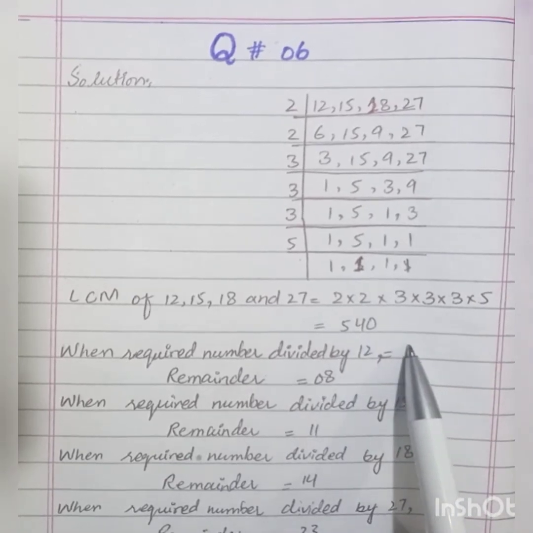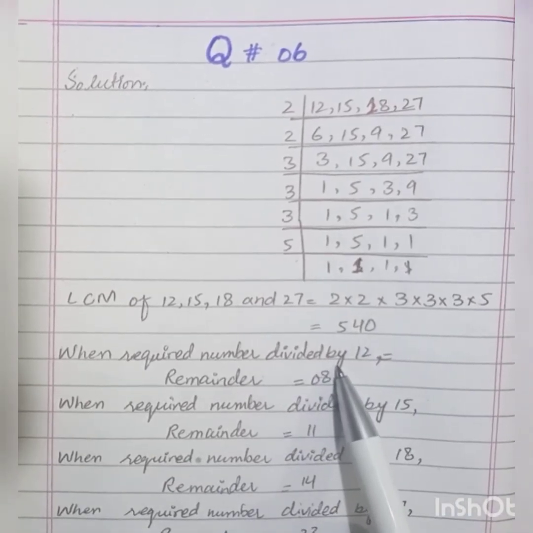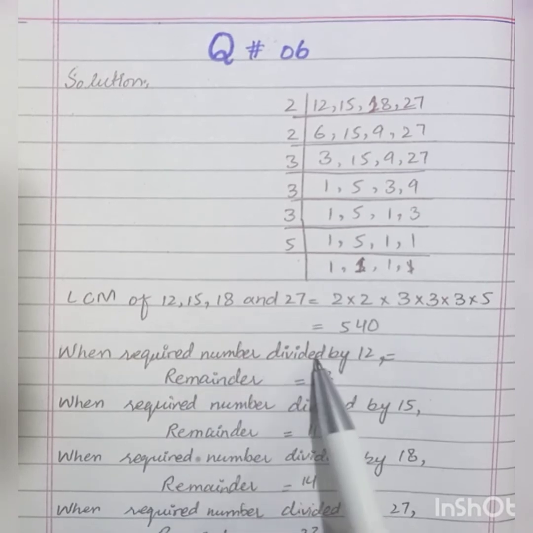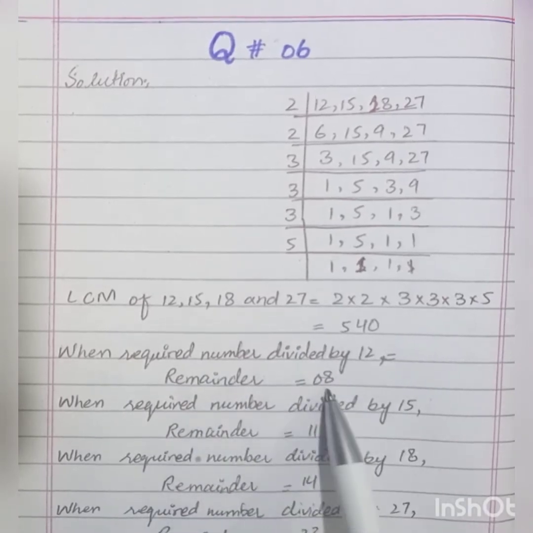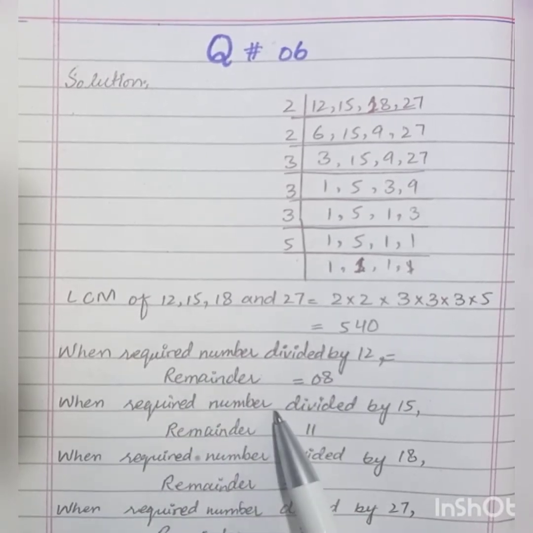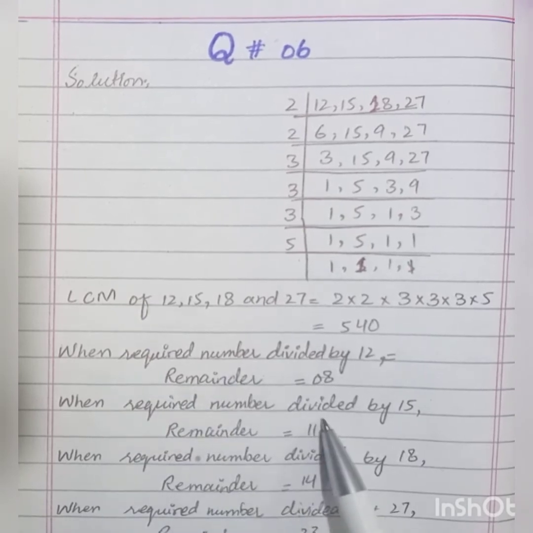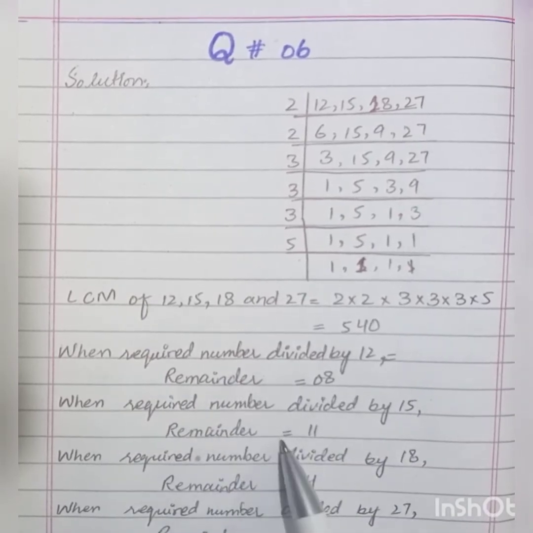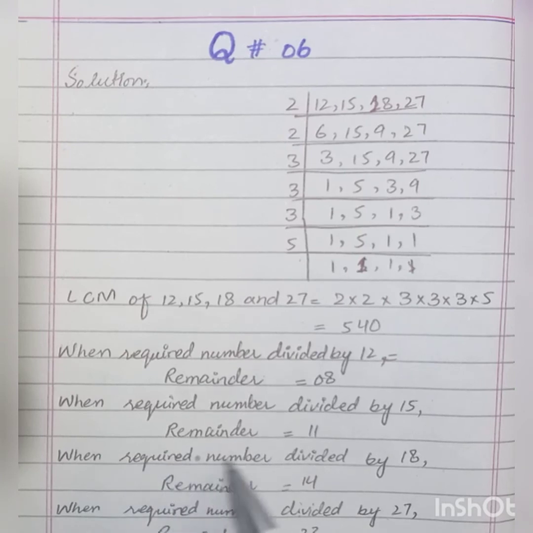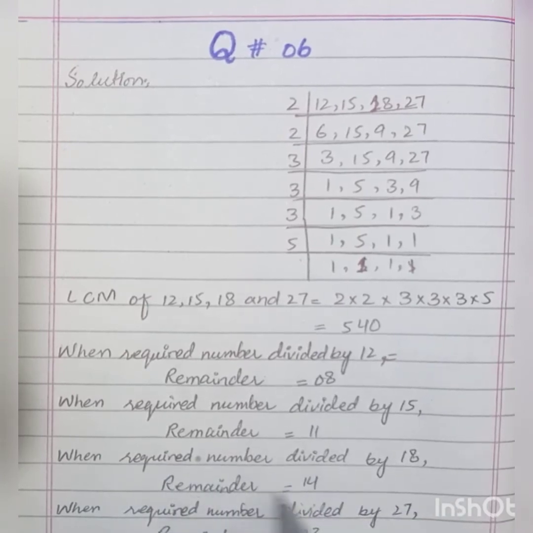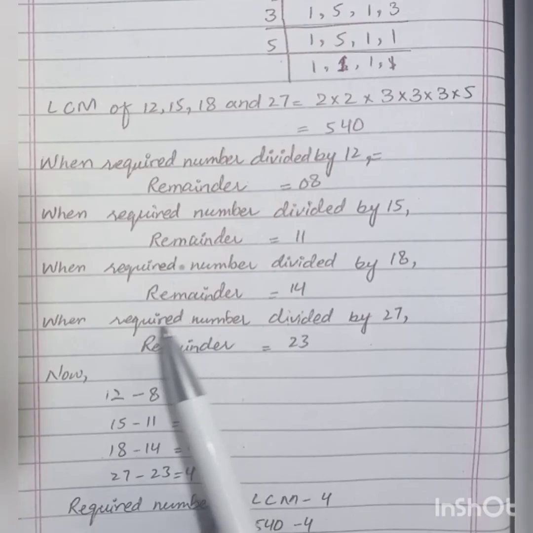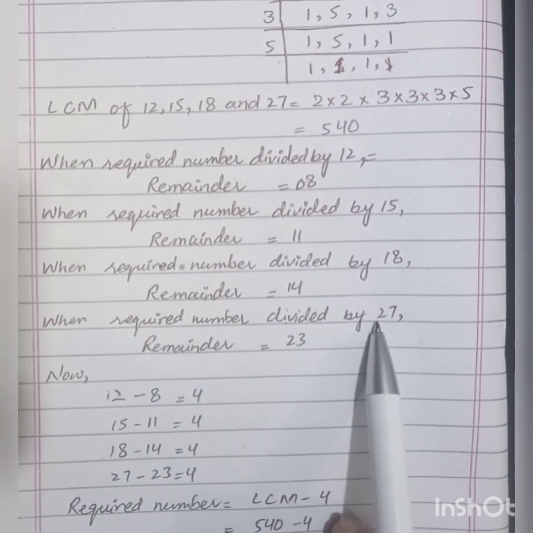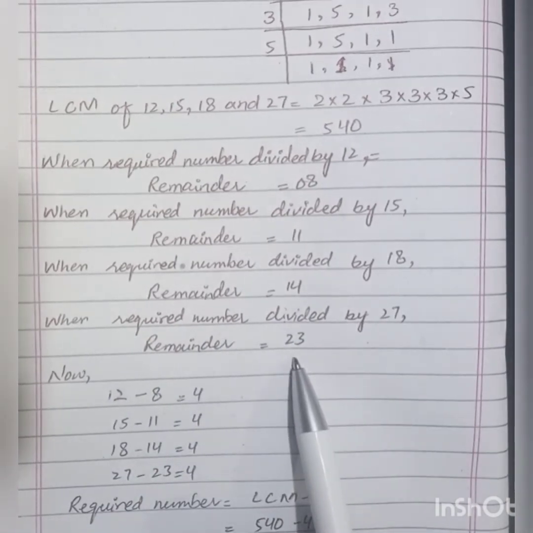As we know that in the question it was mentioned clearly that when the required number is divided by 12, then the remainder will be 8, and when the required number that we have to find is divided by 15, then the remainder will be 11. Also, when the required number is divided by 18, the remainder will be 14. And when the required number is divided by 27, the remainder will be 23.